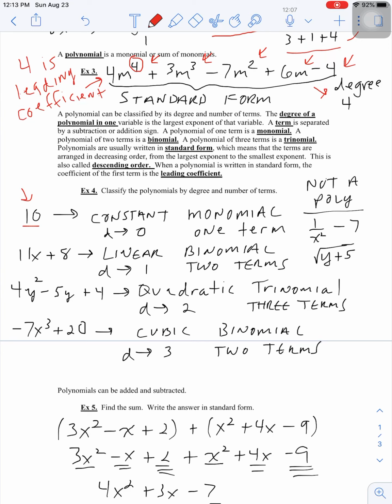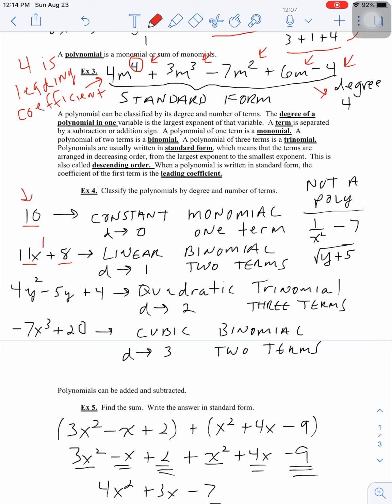If you look at 11x plus 8, okay, if we look at the variable, the exponent's 1, so the degree is 1, making it linear. And then it has 2 terms, so that's a binomial. So 11x plus 8 is a linear binomial.